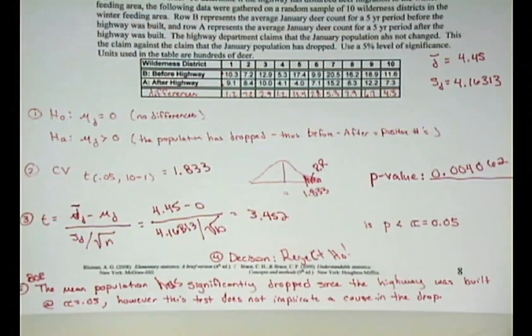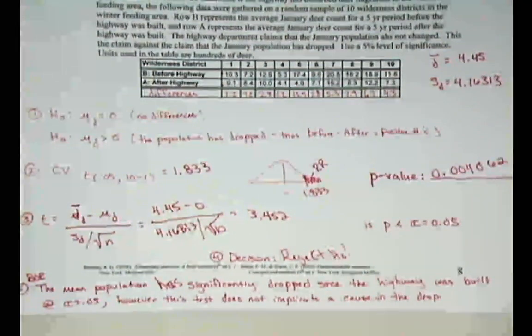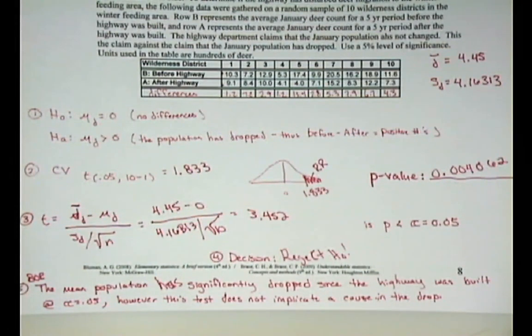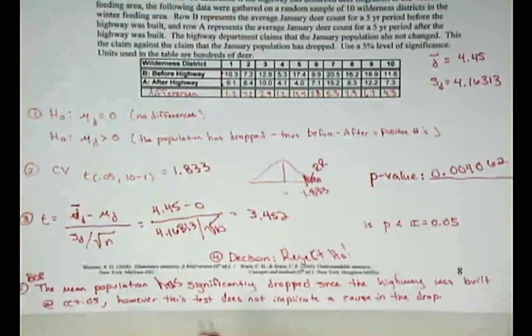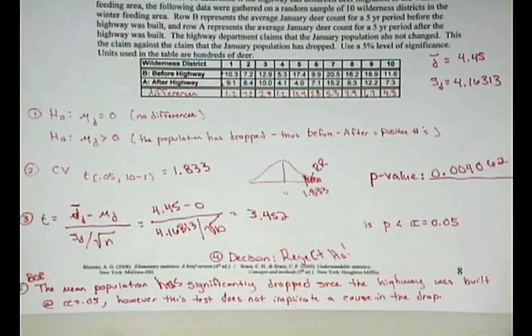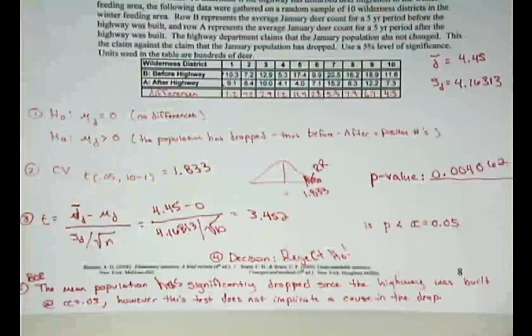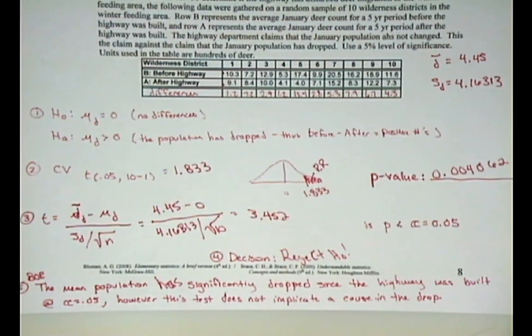As a statistician, you can only say, yes, there was a significant drop, or no, there was not. So it could have been disease, it could have been that they're getting hit by cars. It could be a lot of different factors, so we're not trying to figure out the factors. That's not our job. Our job is just to say it has significantly dropped or it has not. Okay, so just keep that in mind, and that's a before and after study for you.